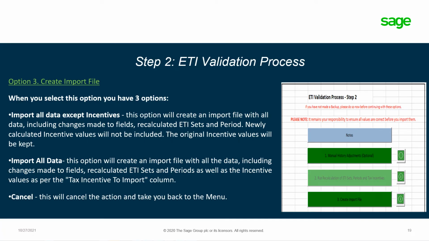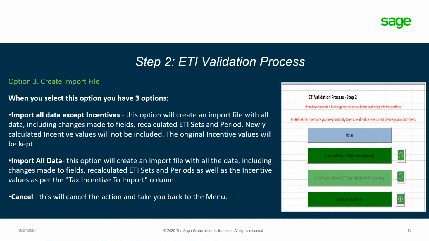Once the recalculation of the ETI sets, periods, and tax incentives is completed, you may proceed to Option 3 to create the import file. When you select this option, you will have 3 import options. The first option will be to import all data except the incentive values. This option will be used only if you want to import the sets and periods. It will create an import file with all the data, including the changes made to the fields recalculated ETI sets and periods. Newly calculated incentive values will not be imported. The original incentive values will be kept.